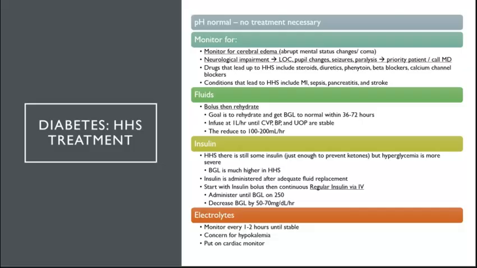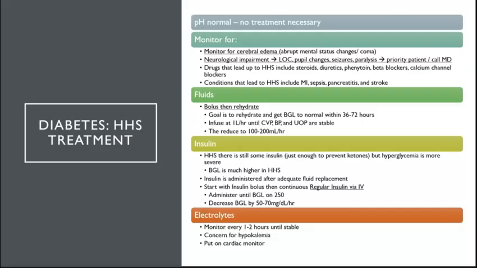So, what kind of fluids are we giving? Because remember, they are dehydrated. Bolus, then rehydrate. The goal is to rehydrate and get that blood glucose level to within normal limits by 72 hours. So, 36 to 72 hours. Infuse 1 liter an hour until your blood pressure, central venous pressures, and urine output are stable. Then you want to reduce to 100 to 200 milliliters an hour.